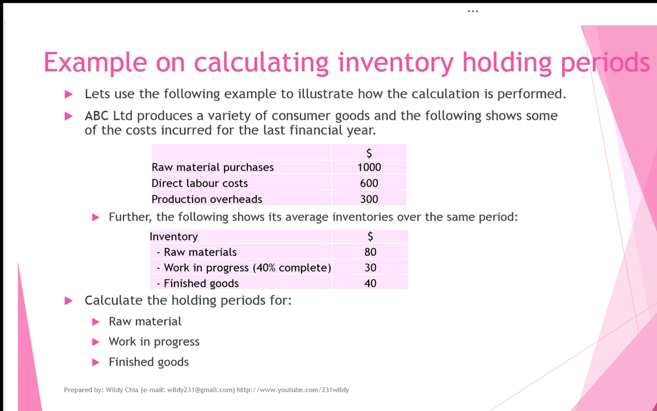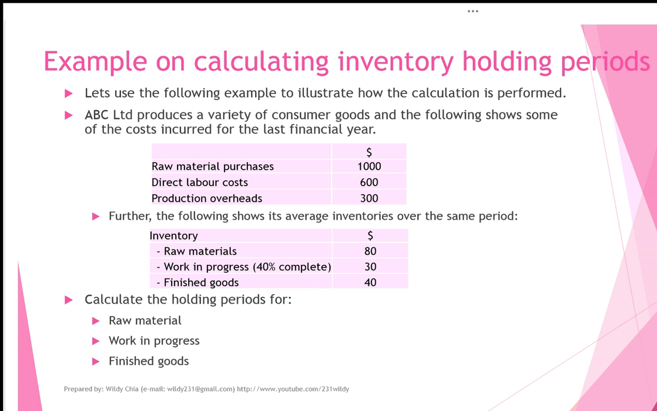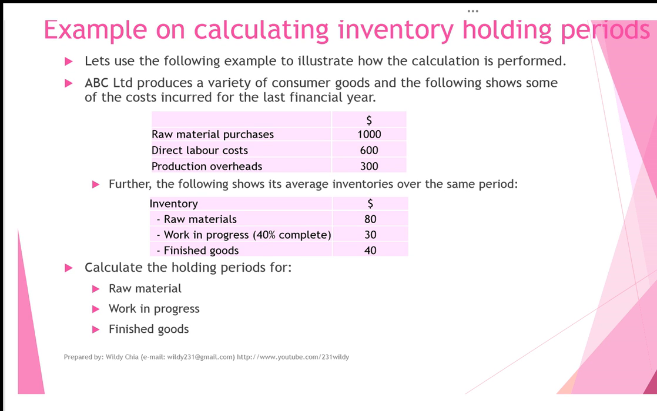Okay, now we are going to use this very simple example to demonstrate how we calculate the three different holding periods. This is a very simple example to give you a good illustration of how we apply the formulas. In this example, ABC Limited produces a variety of goods, and they have incurred the following costs in the last financial year. The following shows the average inventory held over the same period. There is the material, the work in progress, which is 40% complete, and finished goods, which is $40, and your job is to calculate the holding period for raw materials.